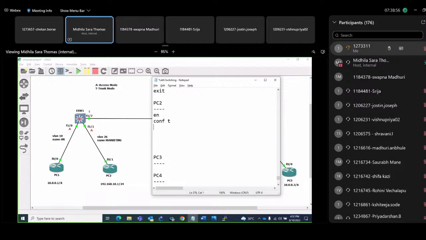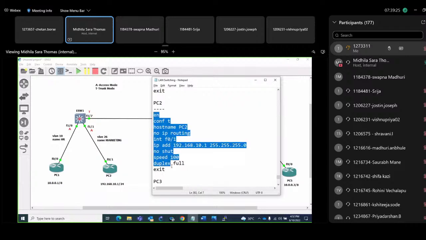Enable, conf t, hostname PC2. No ip routing. Don't forget to give it. Then go to the interface F0/1, ip add 192.168.10.1 255.255.255.0, no shut, speed 100, duplex full, exit. Isn't it easy? That's it, right?